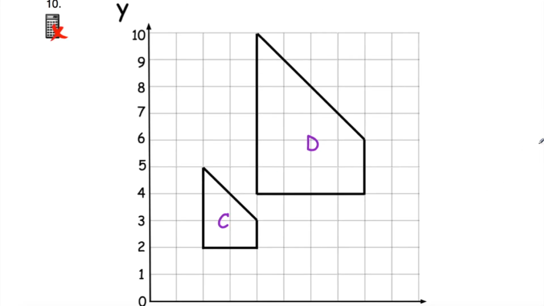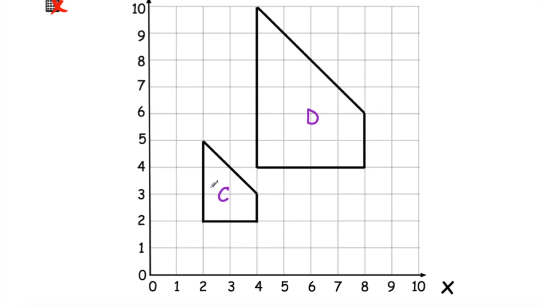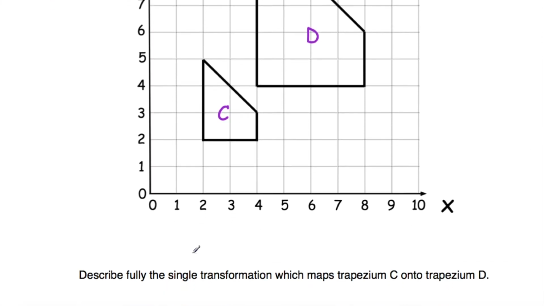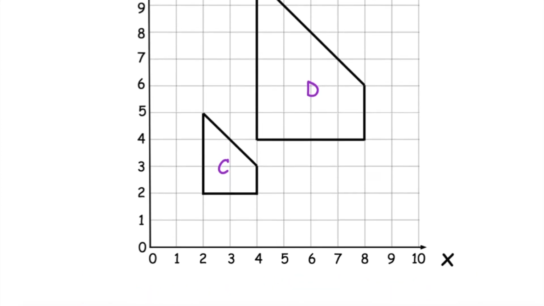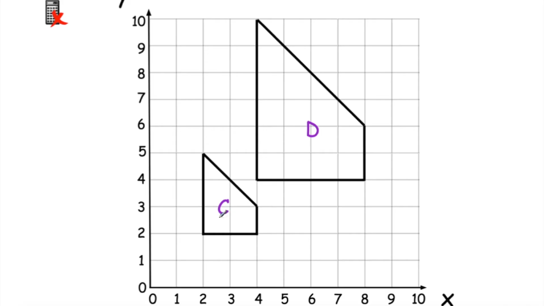So question number 10, we've got our x-axis and y-axis here, and we've got trapezium C and trapezium D. And the question says, describe fully the transformation that maps trapezium C onto trapezium D. So we need to describe the transformation that takes trapezium C onto trapezium D. Now, first of all, you can see it's been an enlargement. In terms of our transformations, we've got a few choices. We've got a translation, that's where it's been slid. We've got a reflection, where it's been reflected. A rotation, where it's been spun or rotated. And finally, an enlargement. And because the sizes of the shapes have changed, this is an enlargement.